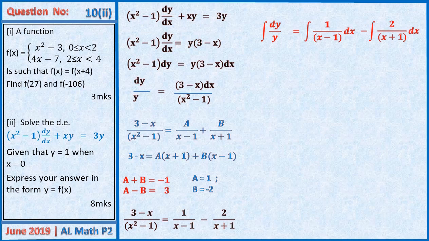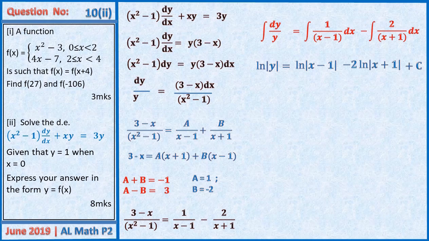And this will give us, integrating the left hand side, ln of the absolute value of y. When you take the integral, absolute value, because that value can be negative or positive, should be equal to the ln of the absolute values of the right hand side, because the ln is not defined when it is negative, ln of the absolute value of x minus 1, minus 2 ln of the absolute value of x plus 1, plus a constant c.